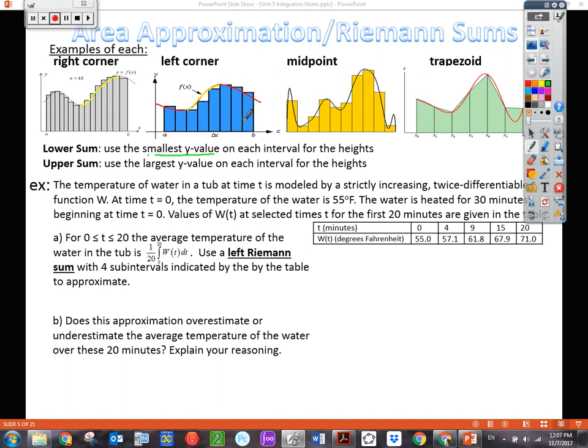My upper sum would be to use the largest y value possible, which would be this one. It would overestimate, right? An upper sum. So maybe a way to think about it is that a lower sum is an underestimate. It's lower than the actual, because these are estimates, right? These aren't exact. And an upper sum would be an overestimate. So that's going to be an important concept for the test: an overestimate and an underestimate. And it really depends on whether you have an increasing or decreasing function. That's what it depends on. Okay?